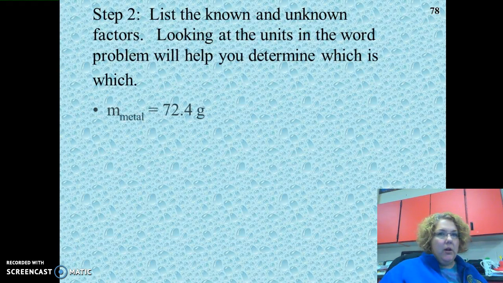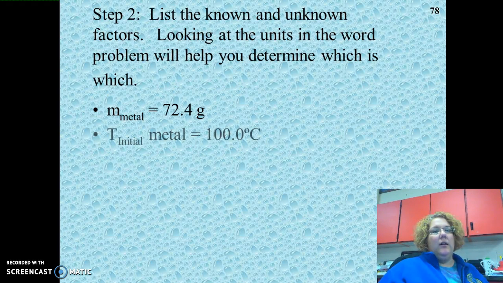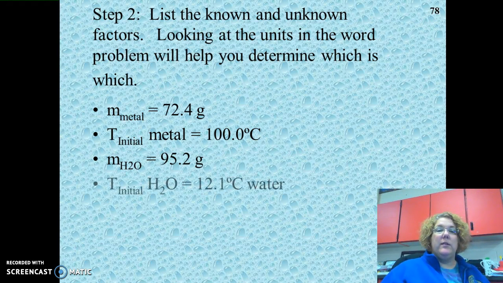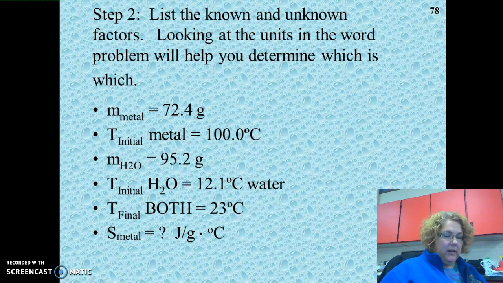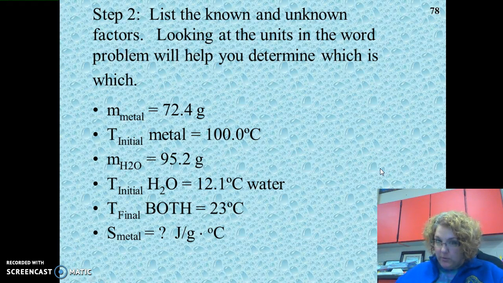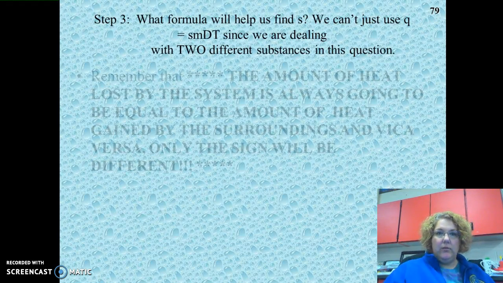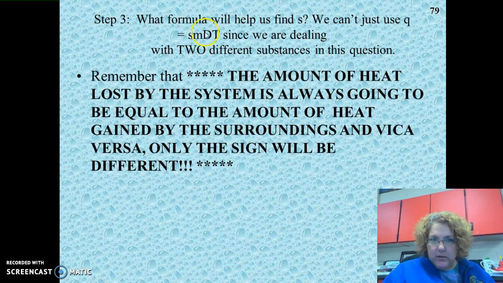So let's set out all the numbers you know with the units and everything. The mass of our metal is 72, the initial temperature of the metal is 100, the mass of the water is 95, the initial temperature of the water is 12. The T final for both of them is 23 degrees. We also have another thing that's not listed here. We're looking for the specific heat of the metal, but we do know the specific heat of the water is 4.18. Right now, this is supposed to be a Greek letter. I forgot to change it to a symbol.